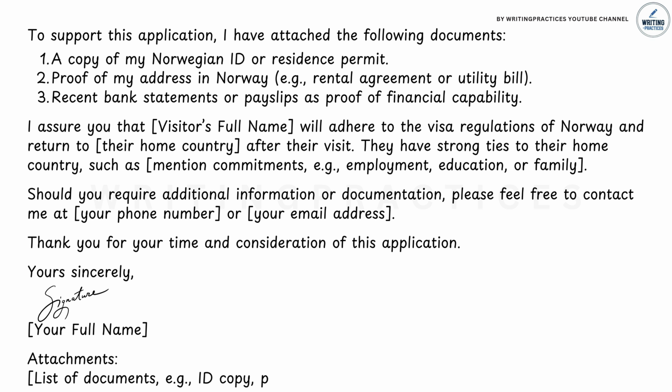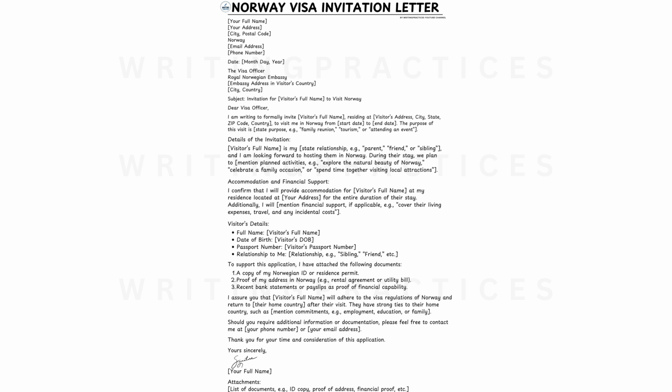Attachments. Finally, list all the supporting documents you're submitting with the letter. For example: Attachments. Copy of Norwegian ID or residence permit. Proof of address in Norway, recent bank statements or payslips. This ensures the visa officer knows what additional evidence to review. And that's how you write a Norway visa invitation letter. Remember to follow this structure closely and double-check all your details for accuracy.